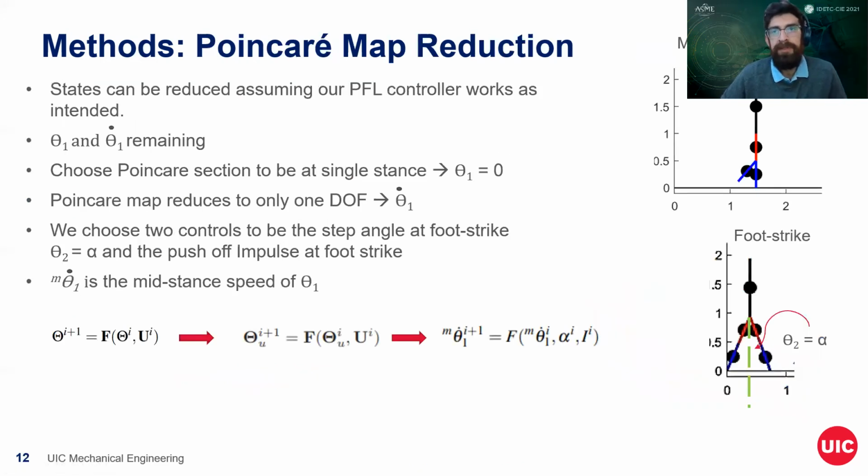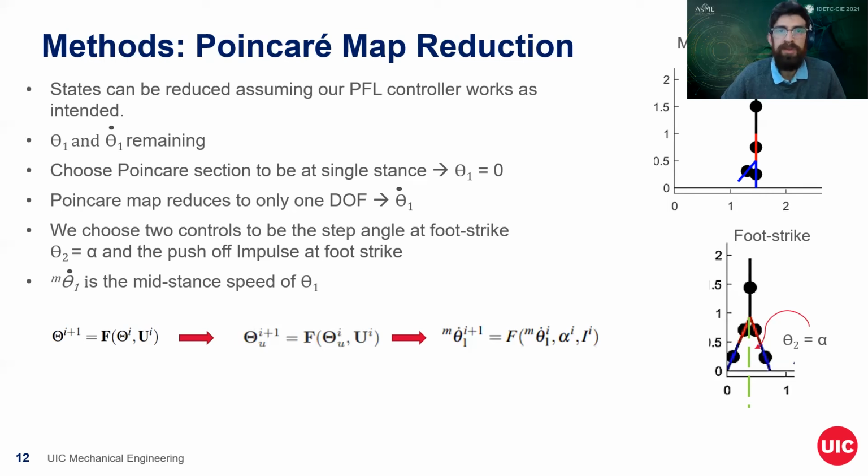The states can be further reduced by assuming that our partial feedback controller works as intended, and therefore the states now become theta and theta dot of the uncontrolled degree of freedom. And we choose a Poincare section to be at single stance, which is defined when theta 0 equals 0 and theta 1 is equal to 0. This means that theta 1 is known and the Poincare map reduces to only 1 degree of freedom, theta 1 dot. And now we choose 2 control inputs to be the step angle and the foot strike.